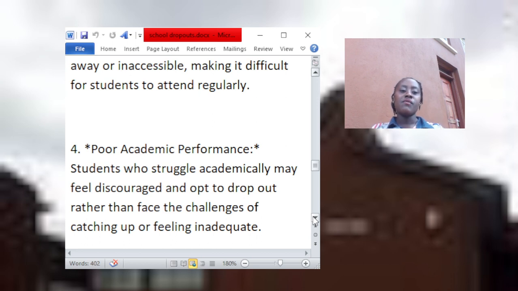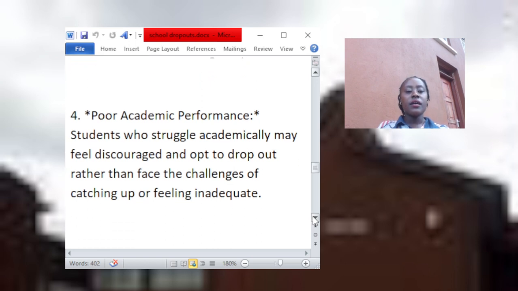Unlike now, we have the CBET curriculum or the CBC curriculum where you concentrate on the competencies of students. So we are a bit far ahead in solving these challenges of school dropout.